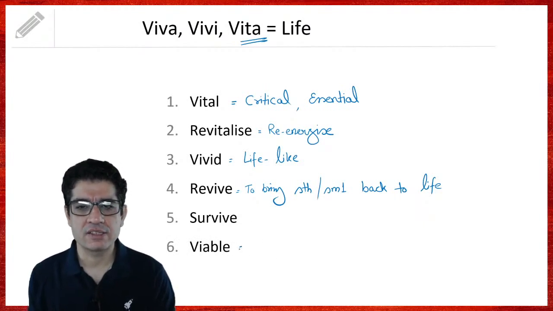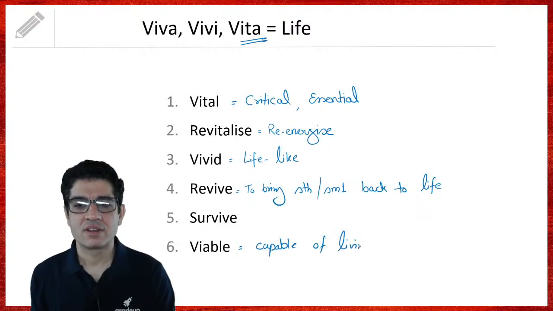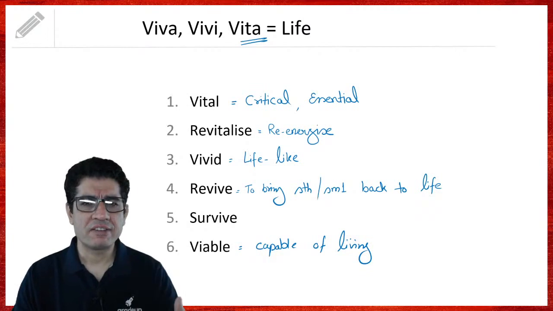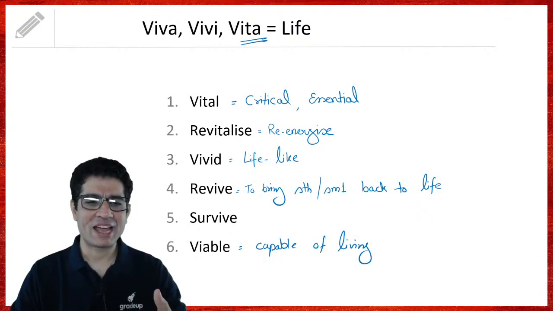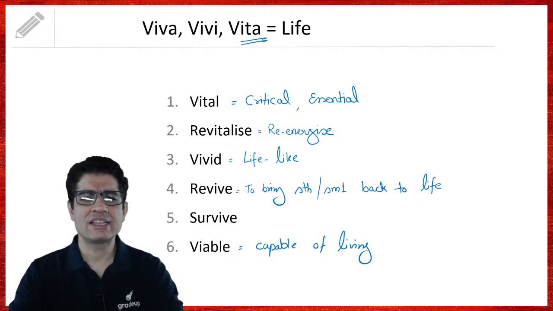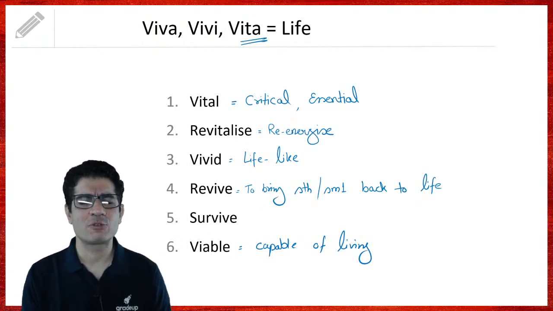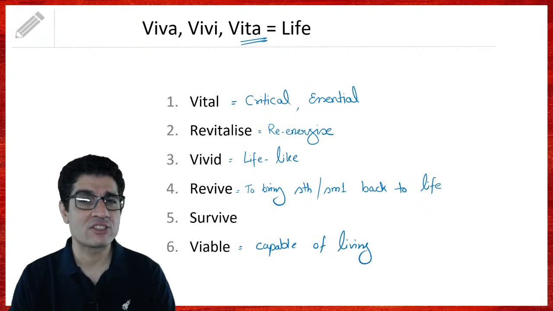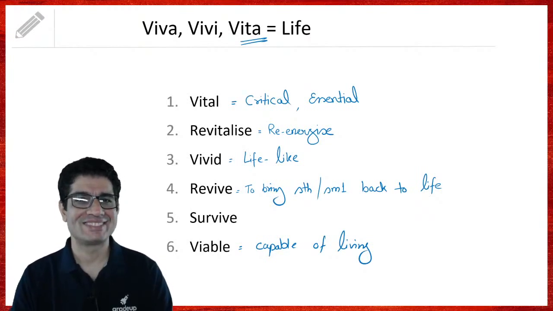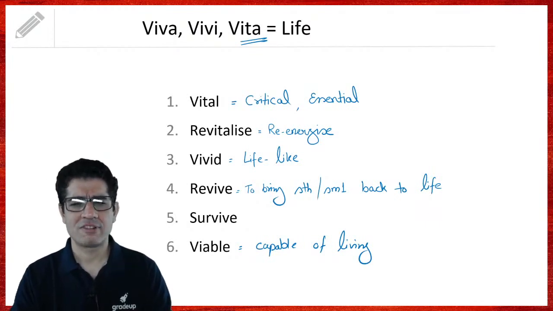Then you have viable. Viable is capable of living, capable of surviving, capable of growing. So if you've brought a viable business plan to me, it means that your business plan is such that it is likely to be successful, it is likely to grow. 90% of the entrepreneurial ventures fail, right? But if you're one of those other 10%, viable.